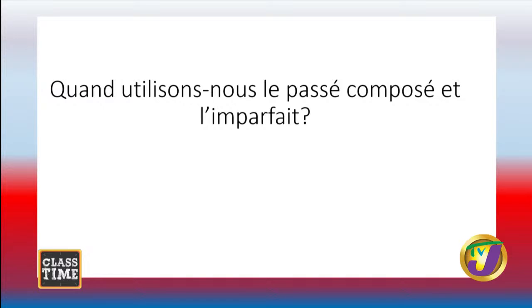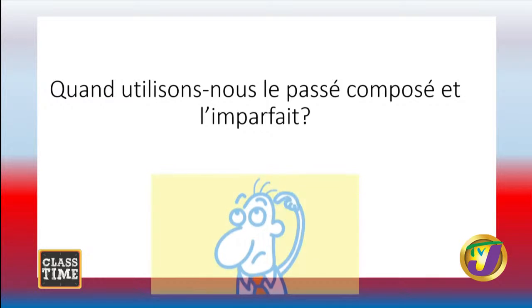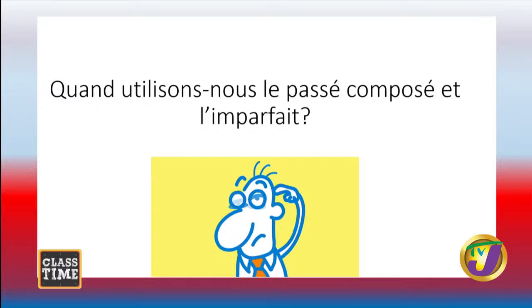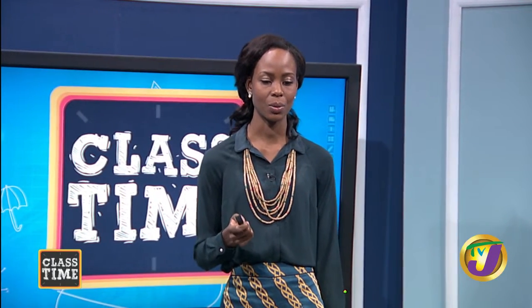Quand utilisons-nous le passé composé et l'imparfait? Okay, I can see you thinking about it. Oui, réfléchissez. Très bien. All right. So, okay. So the imperfect tense is used to say what was taking place when another interrupted. But before, we're going to actually go through the passage so that you can understand exactly what was taking place.